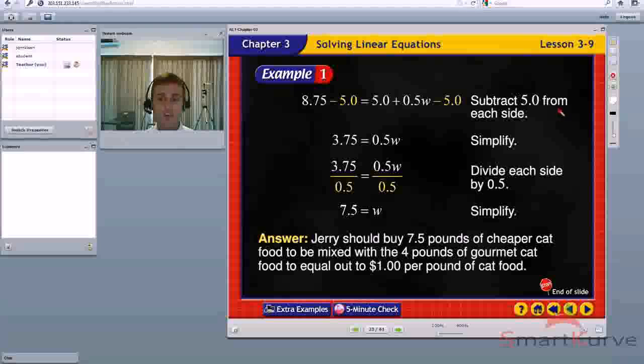Now subtract 5.0 from each side. 8.75 minus 5.0 equals 5.0 plus 0.5 W minus 5.0. 3.75 equals 0.5 W. 3.75 divided by 0.5 equals 0.5 W divided by 0.5. Simplify, 7.5 equals W. Jerry should buy 7.5 pounds of cheaper cat food to be mixed with 5 pounds of gourmet cat food to equal out to $1 per pound of cat food.